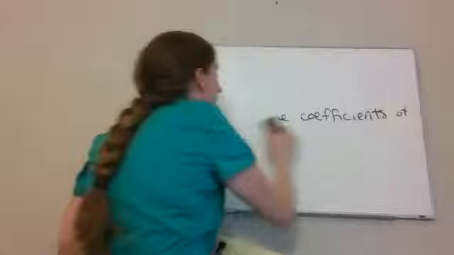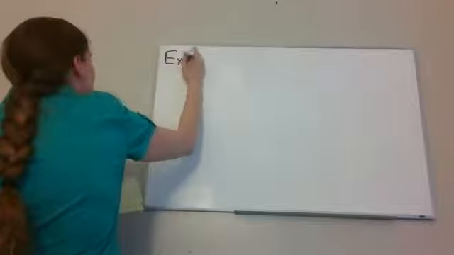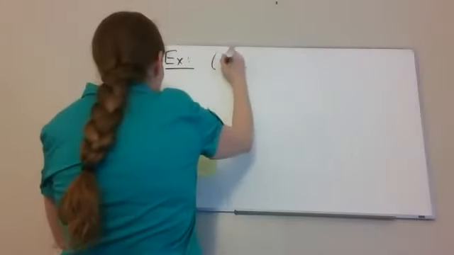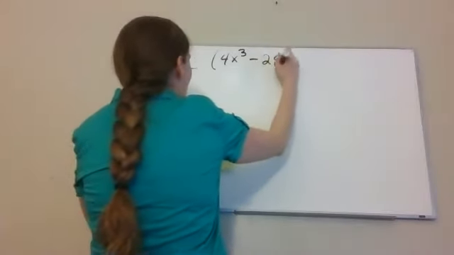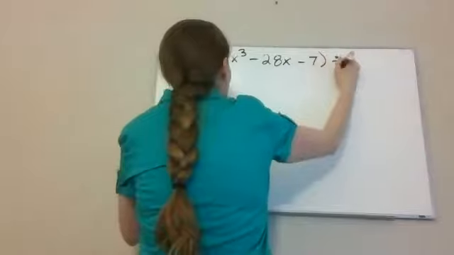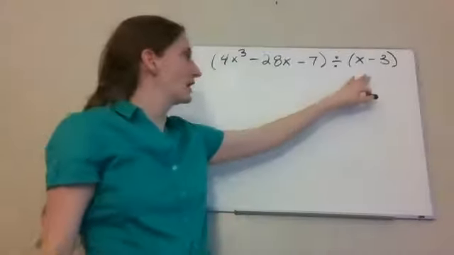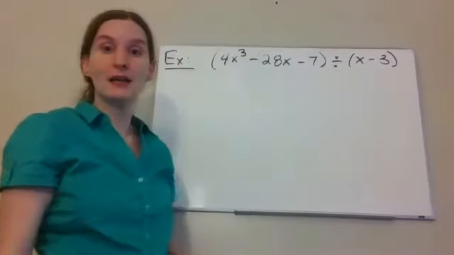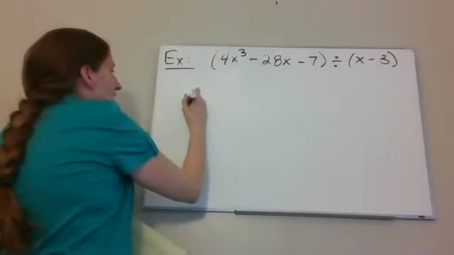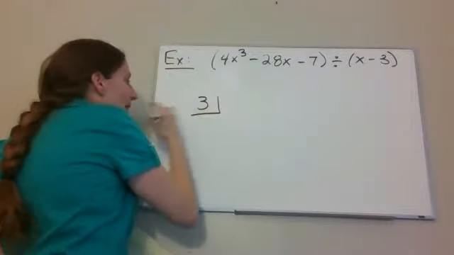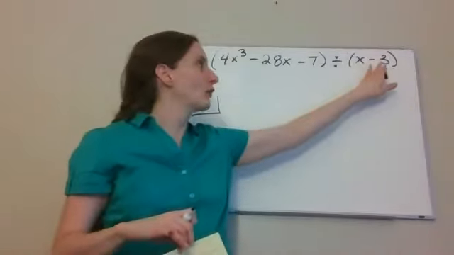So an example using synthetic division. Let's do 4x to the third minus 28x minus 7 divided by x minus 3. Notice that the thing I am dividing by is of the correct form. It's x minus a number. The first step in synthetic division is to write that number in a box. It's going to be a positive 3, because remember it was x minus c. So the 3 is c.